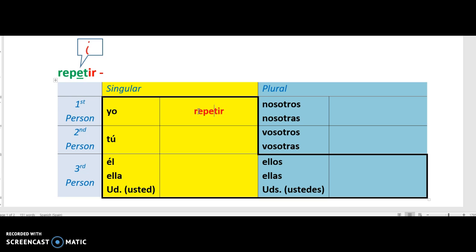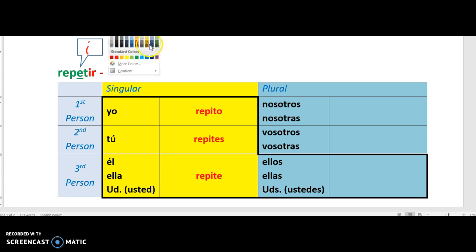So you are going to change this second E to an I, chop off the IR ending, use what you would normally use, and O, repito, and then follow the pattern. Oh, let's make these bold. They look so much nicer when they're bold, don't you think? All right, here we go. Repites is an IR verb. Repite.